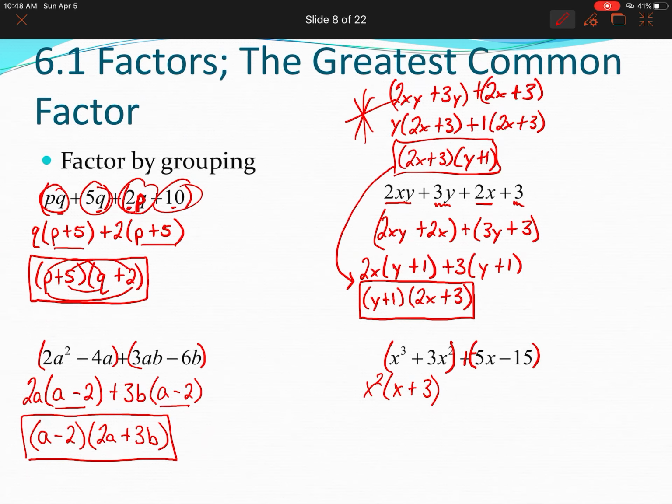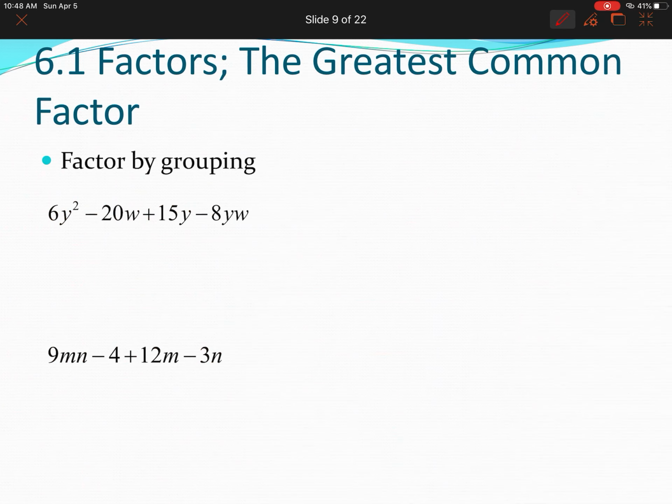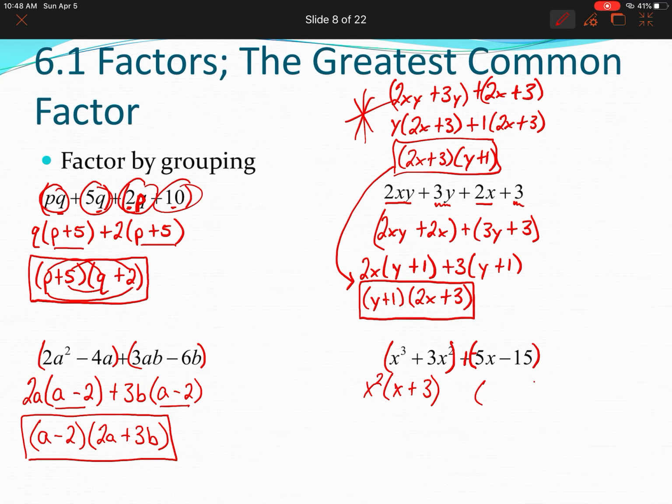But the question becomes, do we want to take out 5, or do we want to take out negative 5? Some of you may think negative, but you maybe don't know why. Let me make sure you're clear on why we would want to take out a negative. We want the parentheses we end up with here to match this one, the x plus 3. You'll notice the x and 3 are both positive. If we take out a positive 5, we're going to be left with negative x minus 3, and that's not going to be good for us.